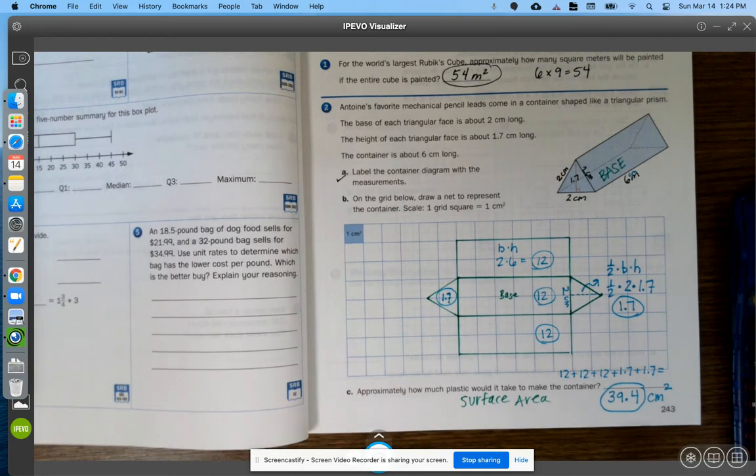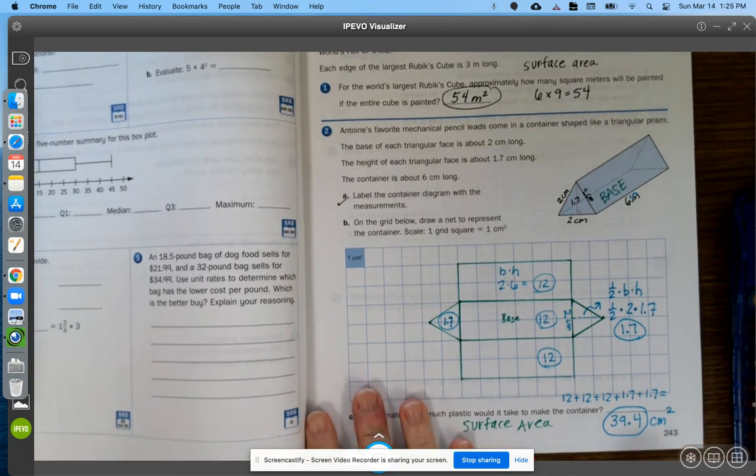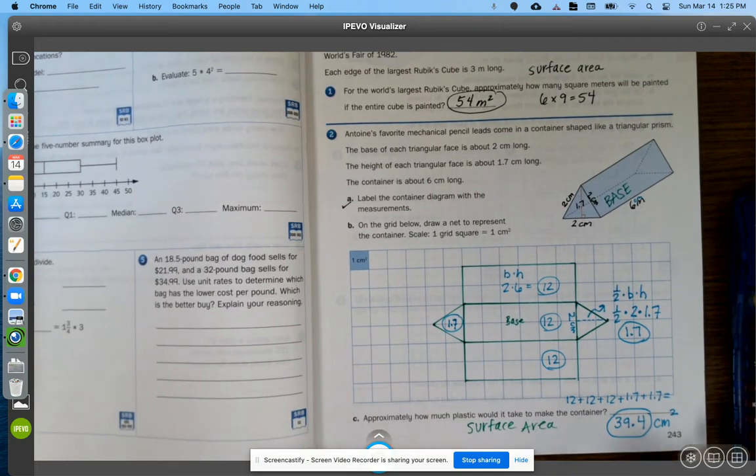Okay, if you need to pause that to finish writing that down, make sure you show all of your work on this page. If you just have an answer, it is going to be incomplete. You've got to show your work and show how that drawing helped you to find it. Okay, so pause if you need to. If you're ready to go, we're going to flip on over to page 244.